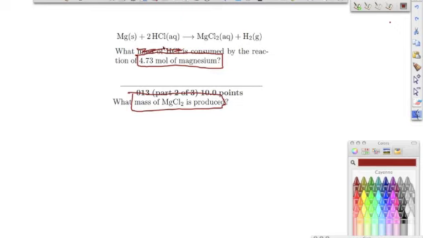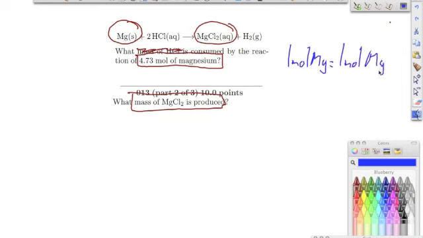Okay, so I'm starting with just magnesium, and I want to figure out what's the mass of MgCl2. In looking at this, we always box what we're dealing with and we write down our mole ratio. In this case, it's just a 1-to-1 ratio. So 1 mole of magnesium equals 1 mole of MgCl2, which is magnesium chloride.